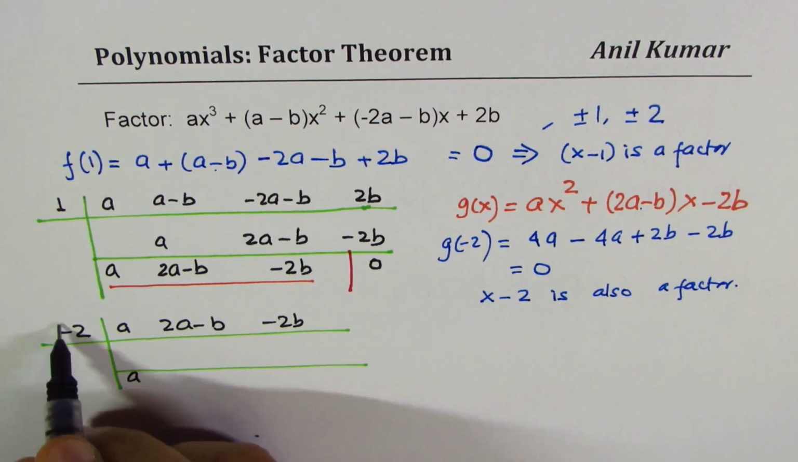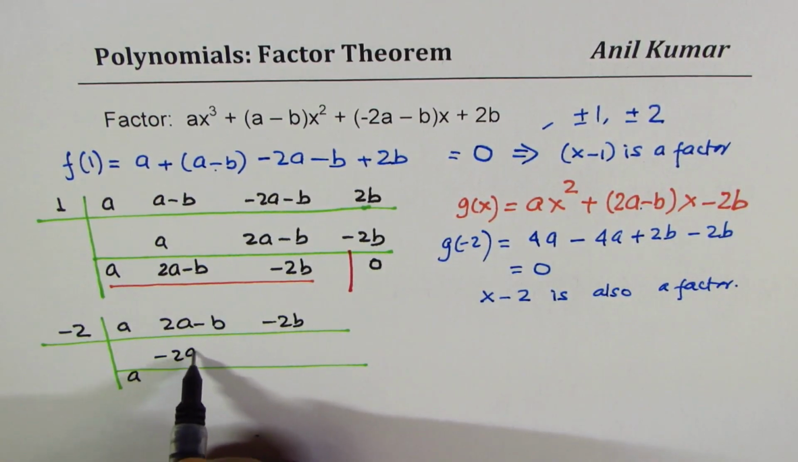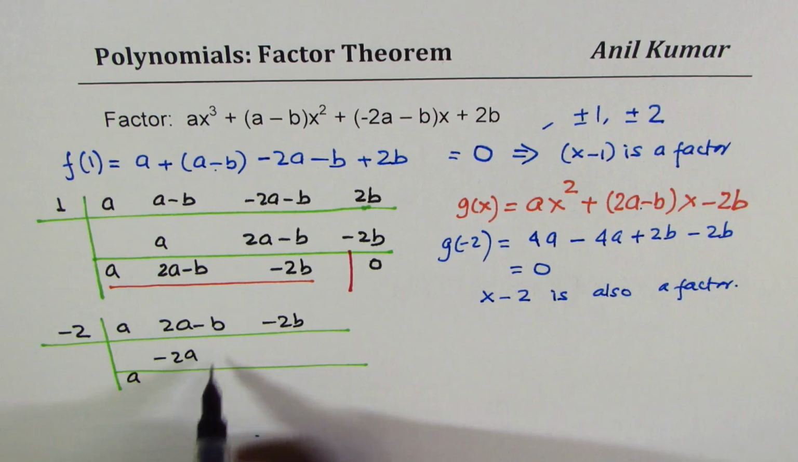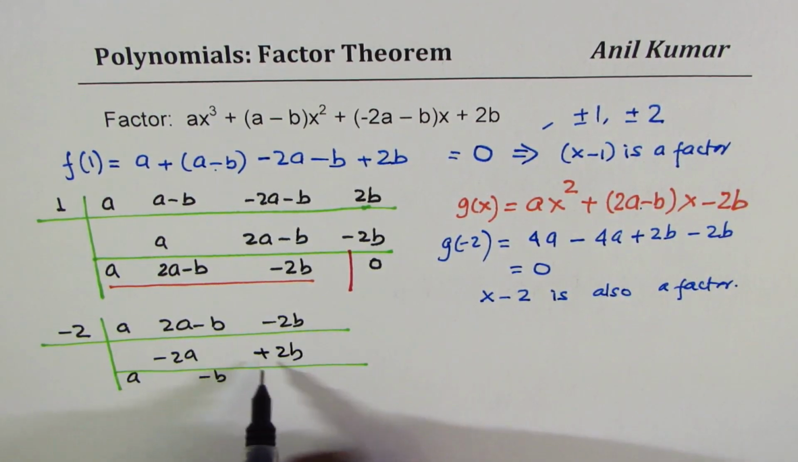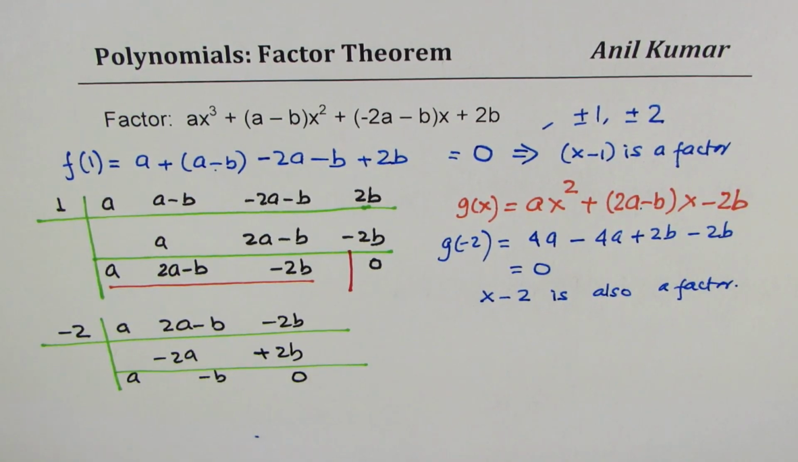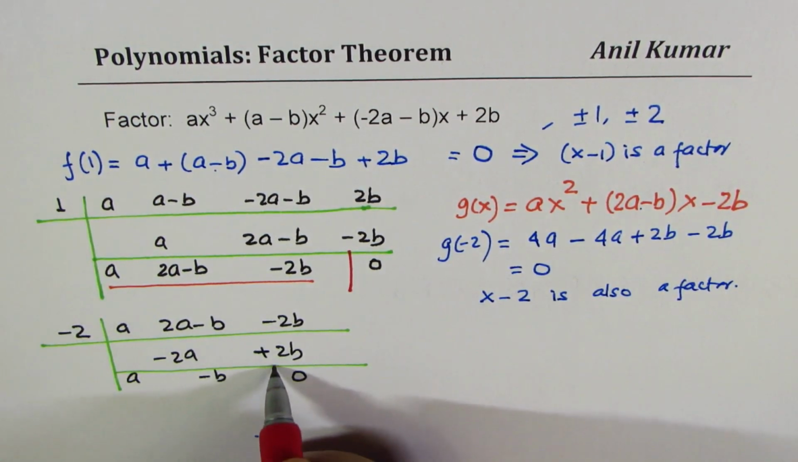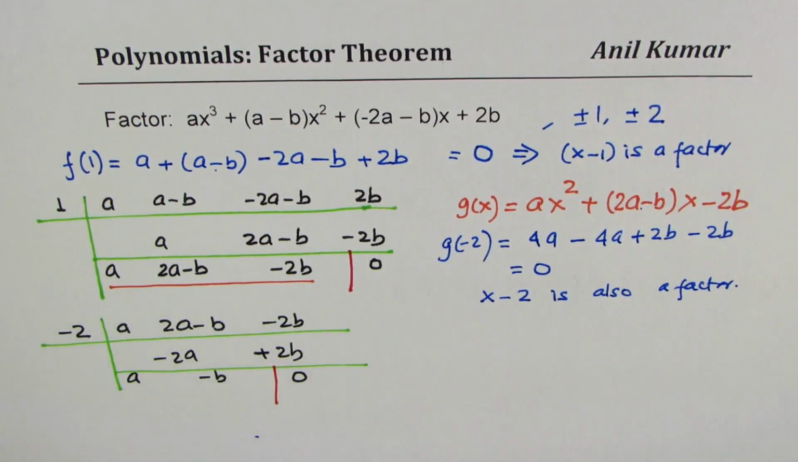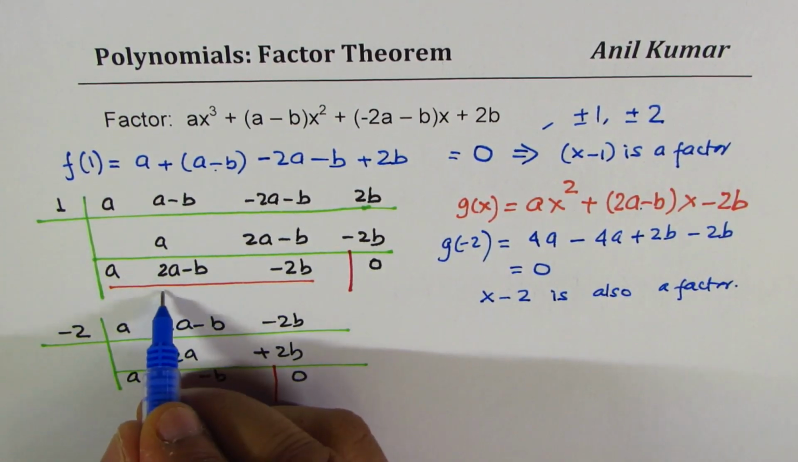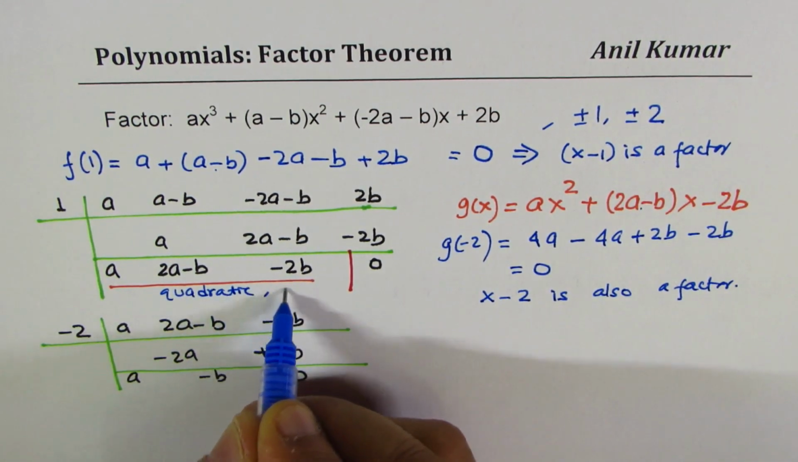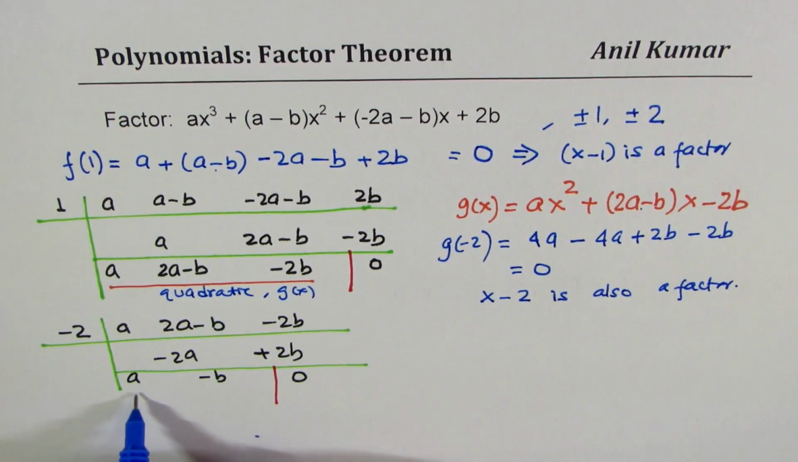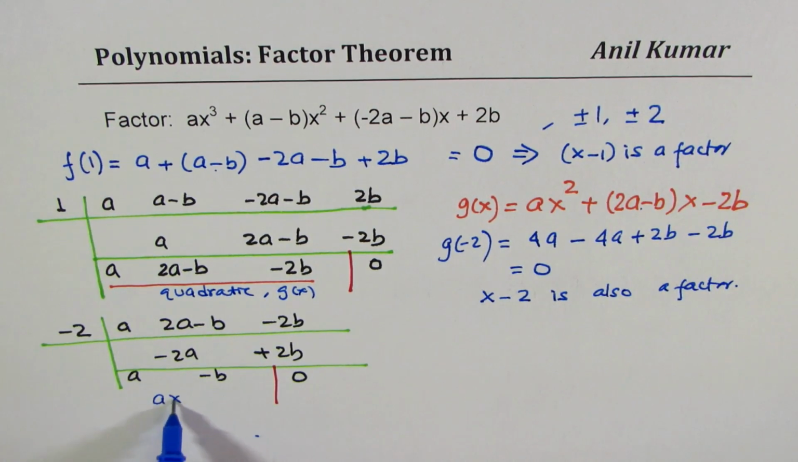Bring down a, multiply by minus 2, so we get minus 2a. Add, they cancel, you're left with minus b. Multiply, you get plus 2b, right? And as expected, you get 0 as your remainder. And that's your linear expression. Is it okay? So what we got here was a quadratic, we called it g of x. Now this is linear, which could be written as ax minus b. So that is your factor.